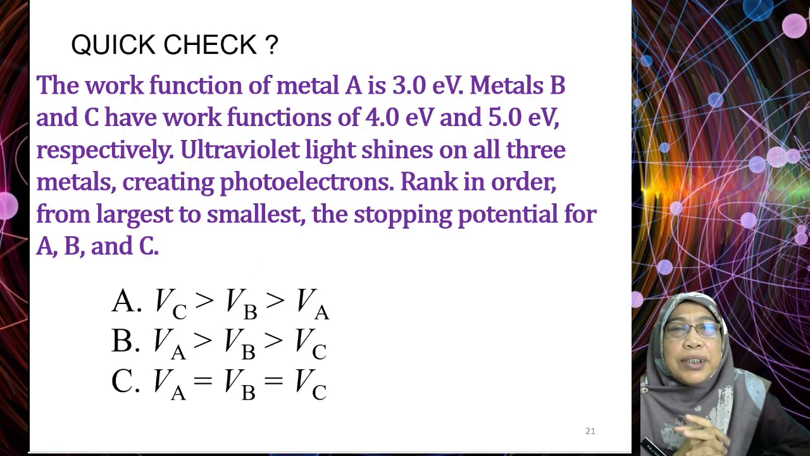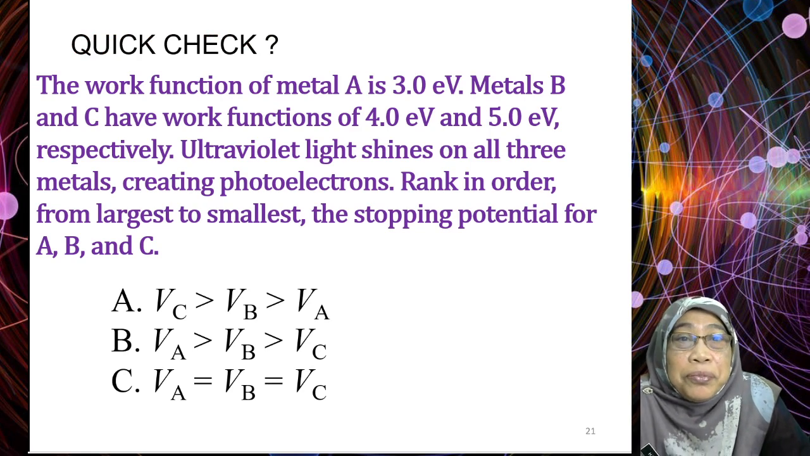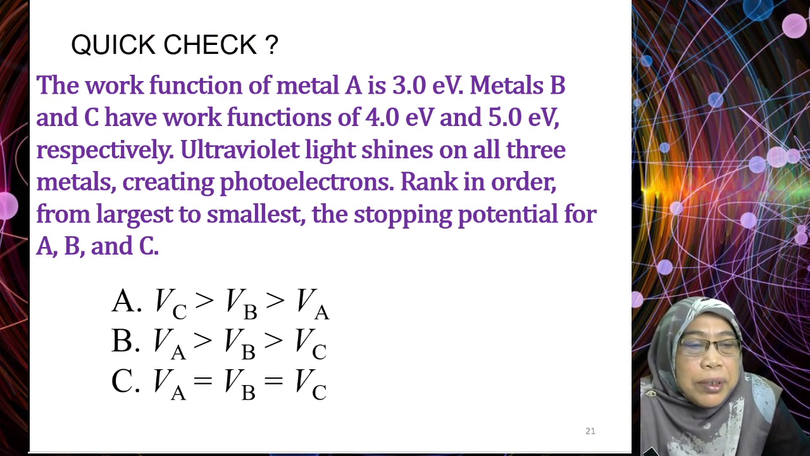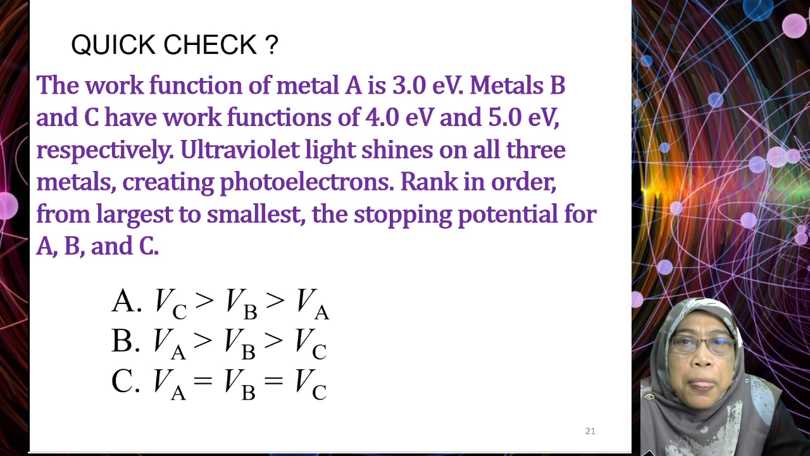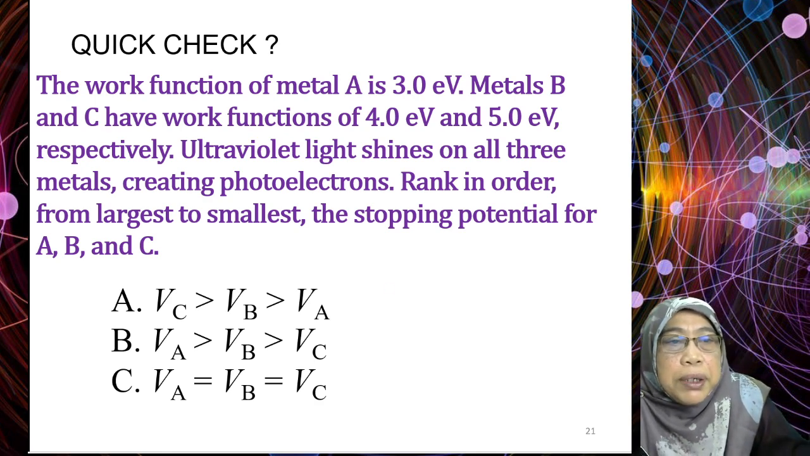Okay, take a rest and a quick check for this question. What you have learned from the slide I showed you just now. The work function of metal A is 3 electron volt. Metal B and C have work functions of 4 electron volt and 5 electron volt respectively. Ultraviolet light shines on all 3 metals, creating photoelectrons, meaning that electrons are emitted. Rank in order from largest to smallest the stopping potential for A, B and C.